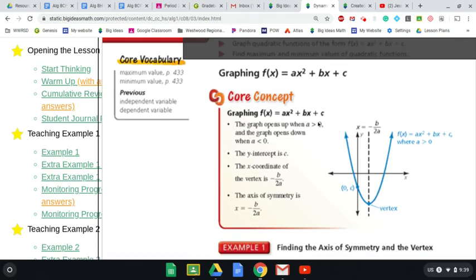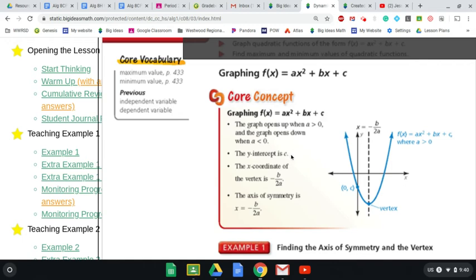When we're graphing this function, the graph will open up when our a is greater than 0, or if the a is positive, and the graph opens down if our a is less than 0, or if the a is negative, because it causes a reflection. The y-intercept is always going to be the c, the number at the end of the equation.